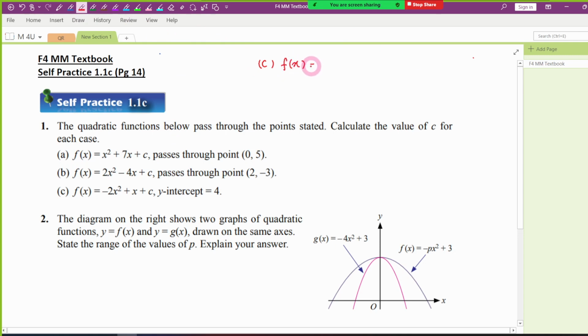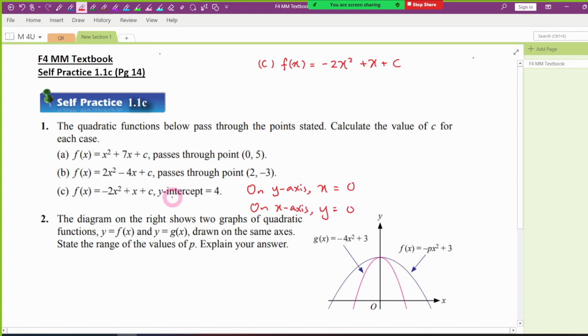f of x is equal to negative 2x squared plus x plus c. And the y-intercept of this function is equal to 4. Okay, you need to remember this. On the y-axis, the x coordinate will always be equal to 0. On the x-axis, the y coordinate will always be equal to 0. So on the y-axis, this is the y-intercept. On the x-axis, this is the x-intercept.